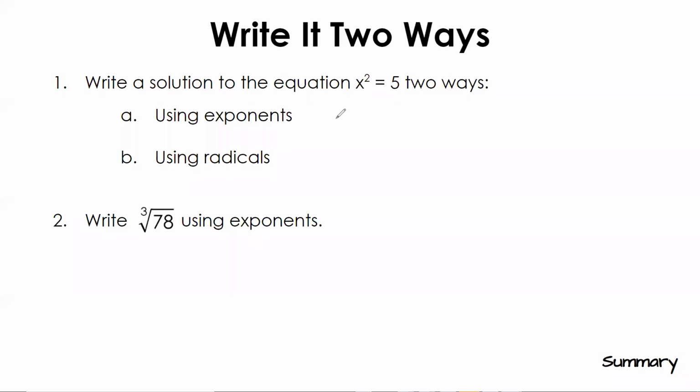This one, we're trying to solve. So what did you say, Jade? Take the square root of both sides. So that means that we're going to have x equals positive and negative square root of 5. And now we're going to write it using exponents. So instead of saying square root, we're going to say to the 1/2 power. That's all we're doing. Taking the square root is the same thing as raising something to the 1/2 power.